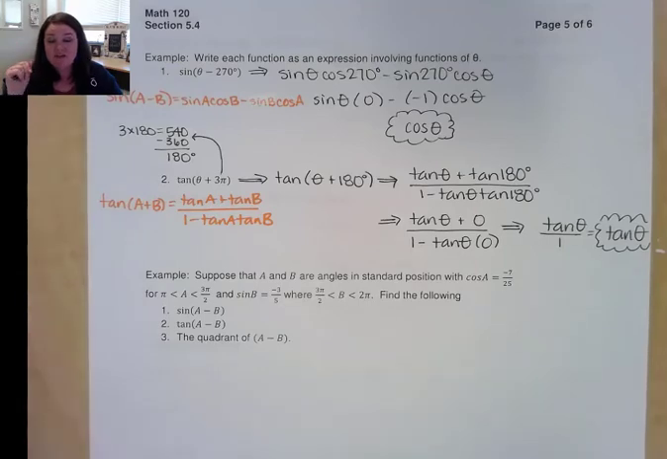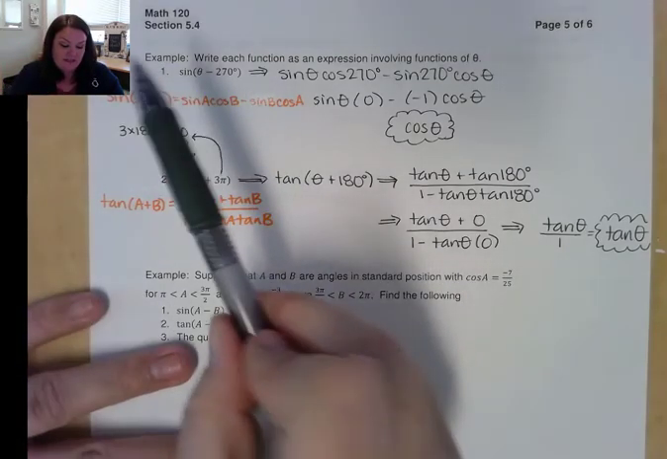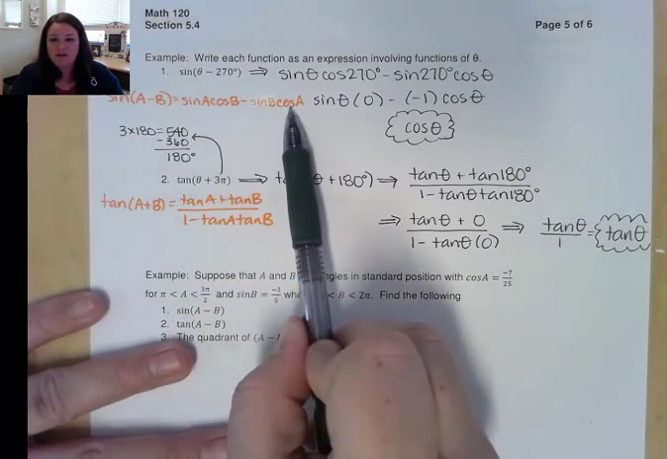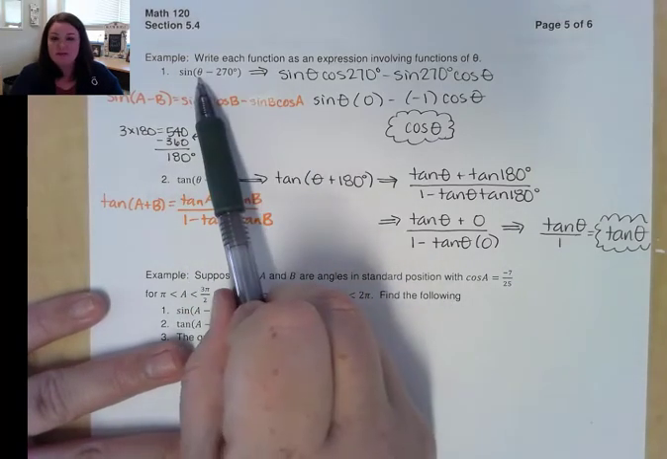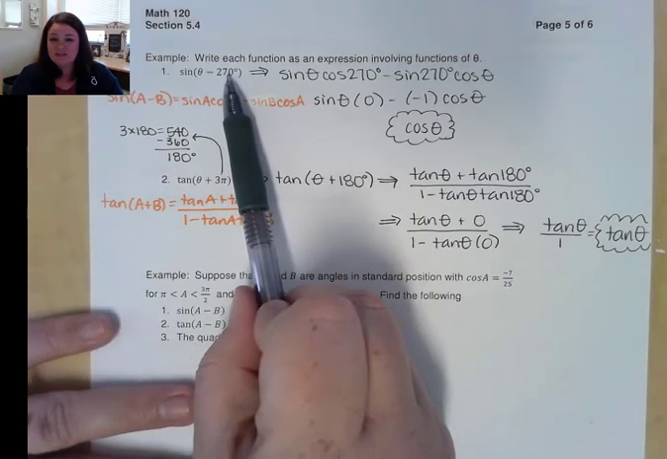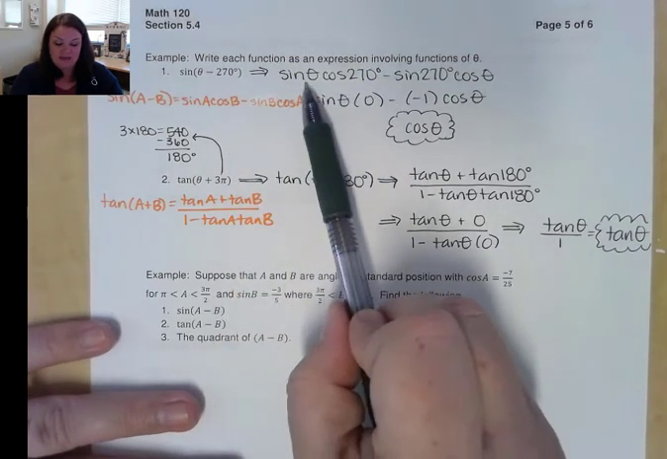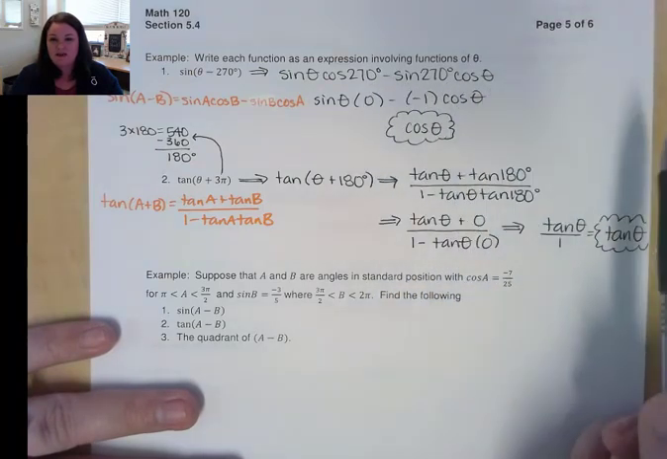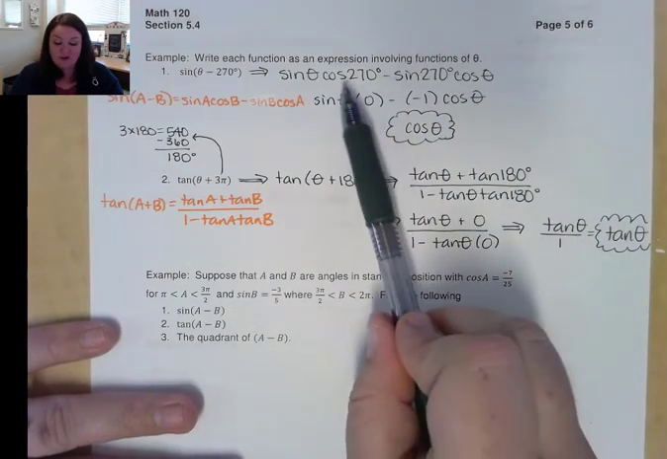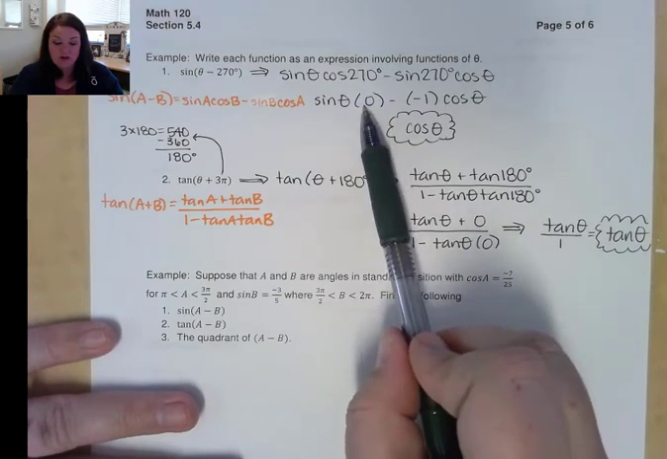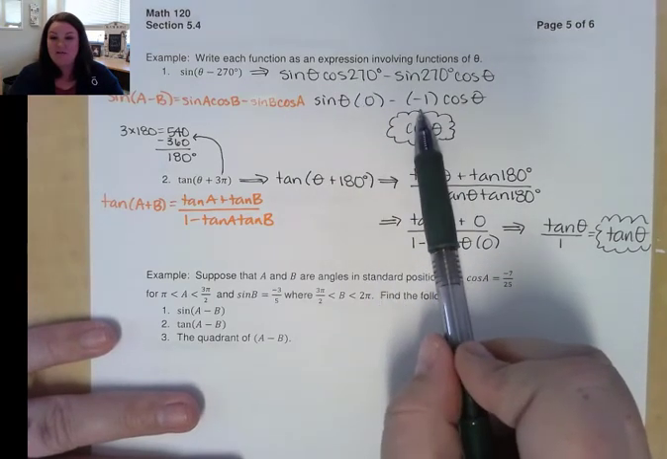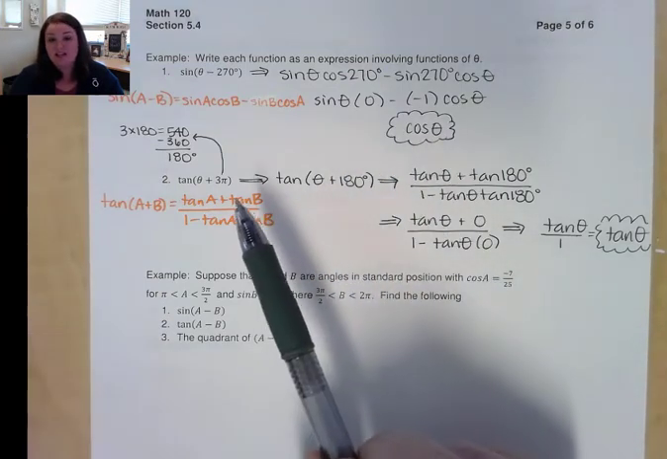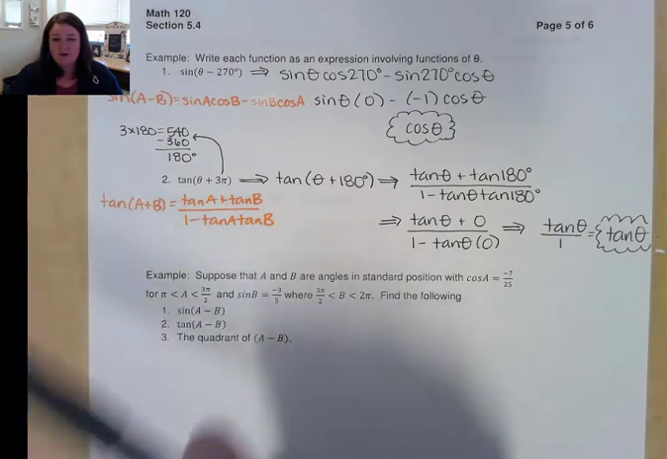First thing we need to know is what formula to use. So this is a difference formula for sine, and I went ahead and wrote that formula here. When you write it out using theta as your first angle and 270 as your second, you should have gotten sine theta cosine 270 minus sine 270 cosine theta. And when you figure out that the cosine of 270 is 0 and the sine of 270 is -1, the first term goes away and the second term just becomes cosine theta, right? Hopefully we're okay with that one.